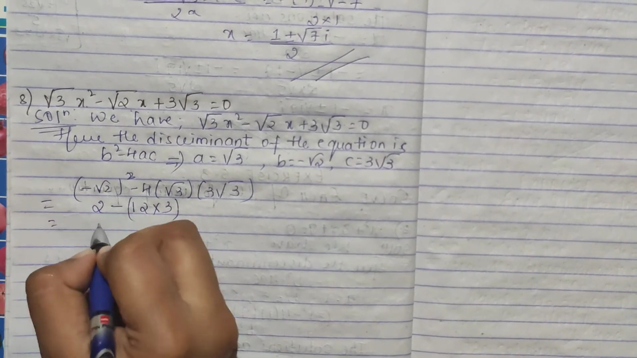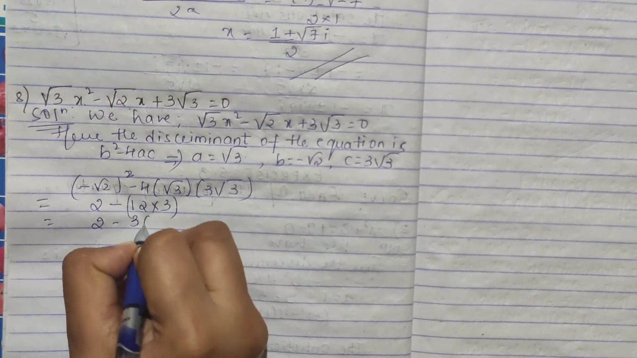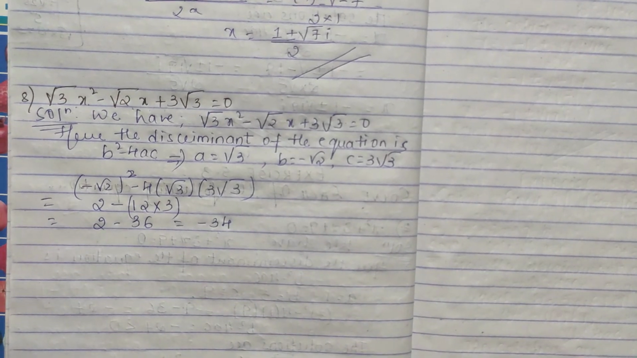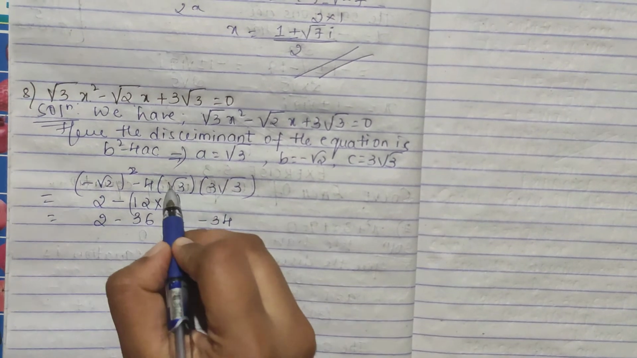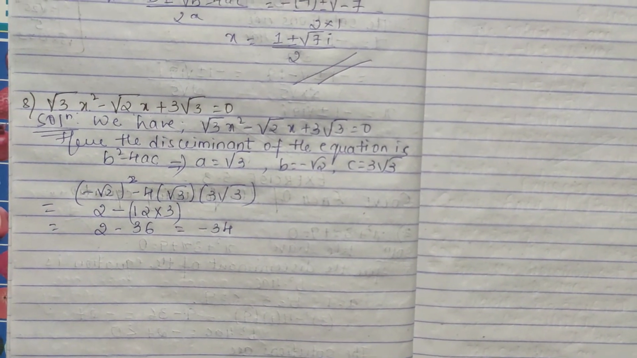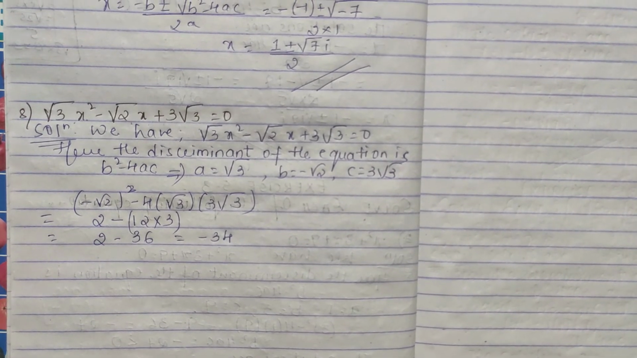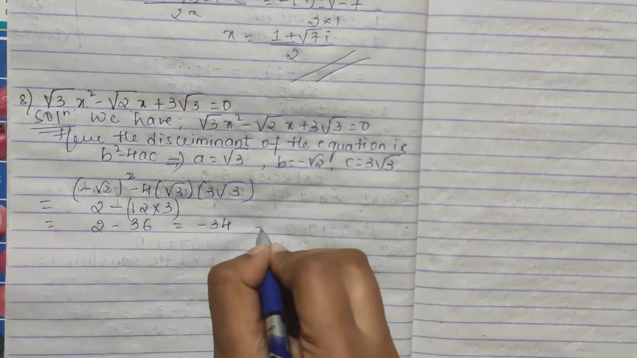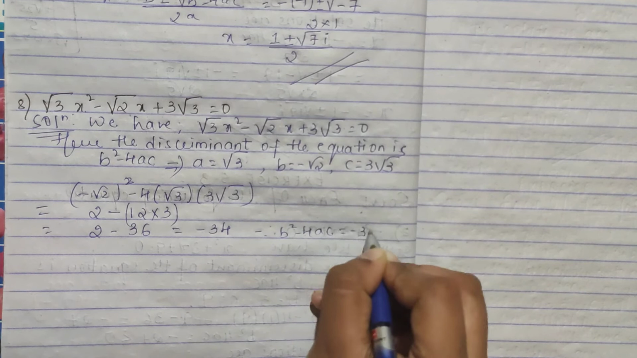So you get 12 3s. So 12 3s is how much? 36. So 2 minus 36 is minus 34, right? Be careful when you have a root, and here also while multiplying, be careful. I have said root 3 into root 3 is again 3, 3 3s are 9, 4 9s are 36. So 2 minus 36, you are getting minus 34. So therefore b square minus 4ac, you are getting minus 34, which is negative.